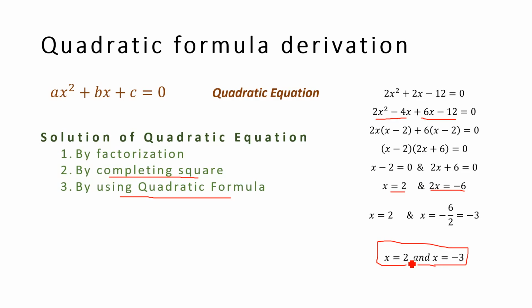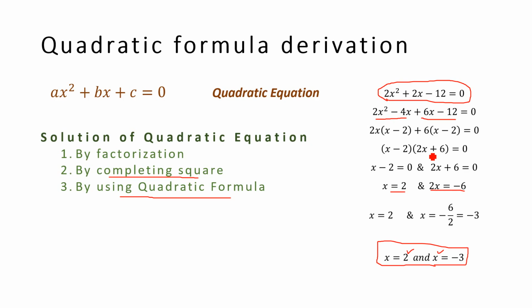We can verify whether our calculation or solution of this quadratic equation is correct. For verification, we will just substitute the value x equals 2, and then we will substitute the value x equals minus 3. If we get the same result from substituting 2 and substituting minus 3 in this equation, then our solution will be correct. By using this method, you can verify whether your solution of the quadratic equation is correct or not.